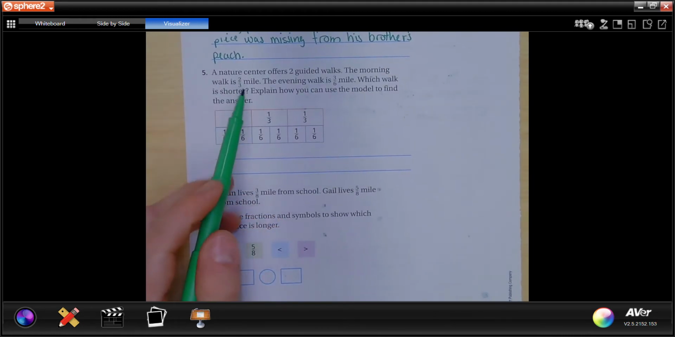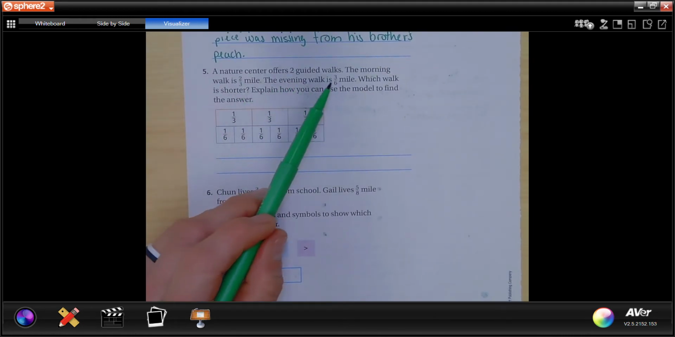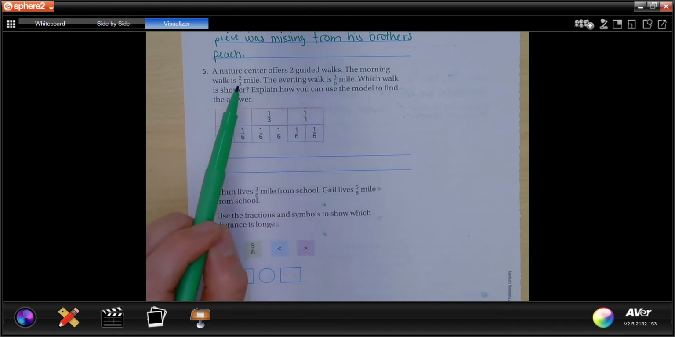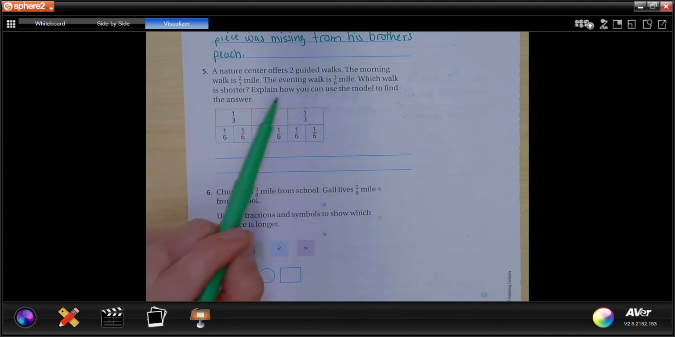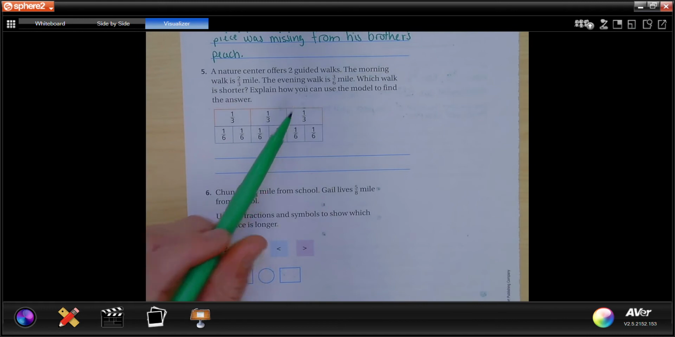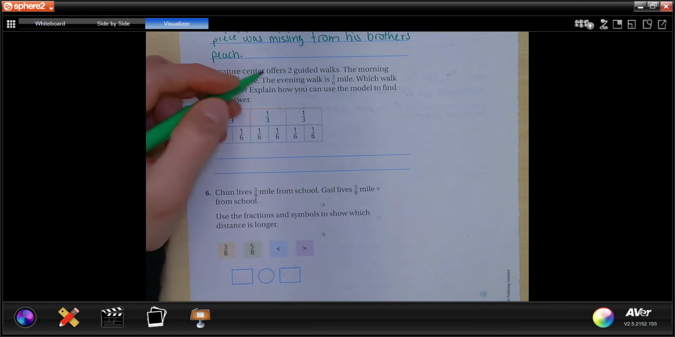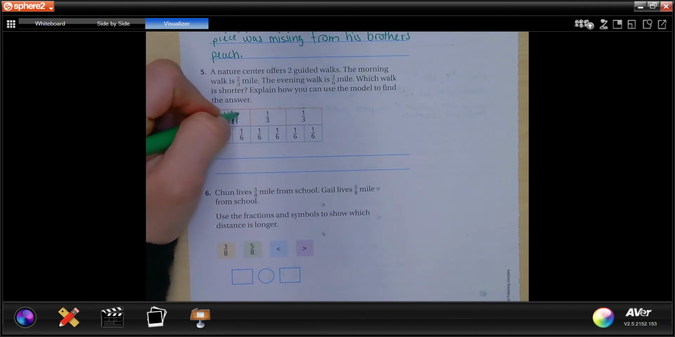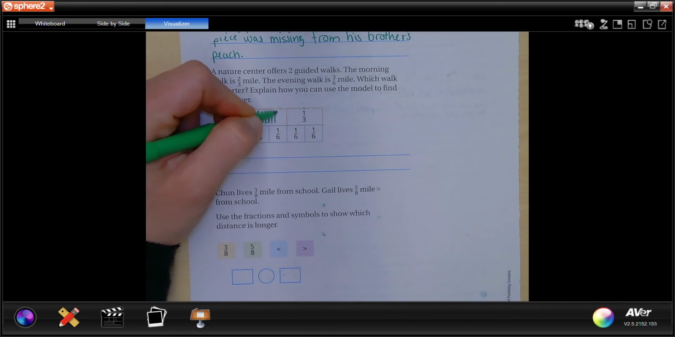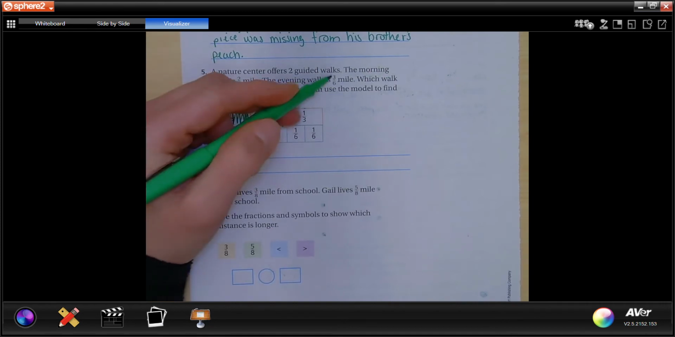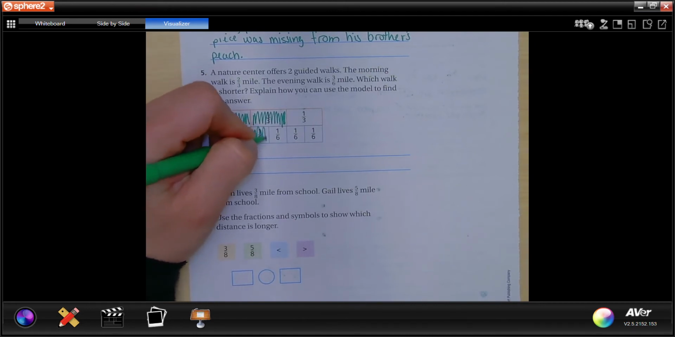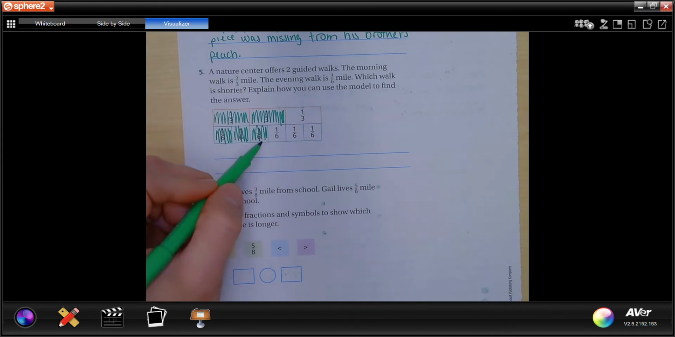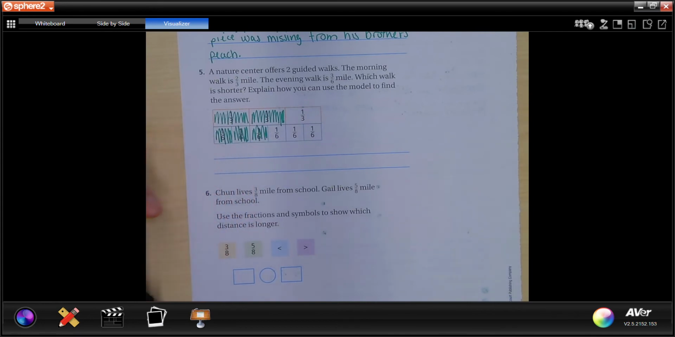Number 5. A nature center offers 2 guided walks. The morning walk is 2/3 mile. The evening walk is 3/6 of a mile. Which walk is shorter? Explain how you can use a model to find your answer. So, 2/3, so 1, 2, so 2/3 in the morning, and the evening is 3/6. 1, 2, 3. Which one is shorter? 3/6. So the evening walk is shorter.